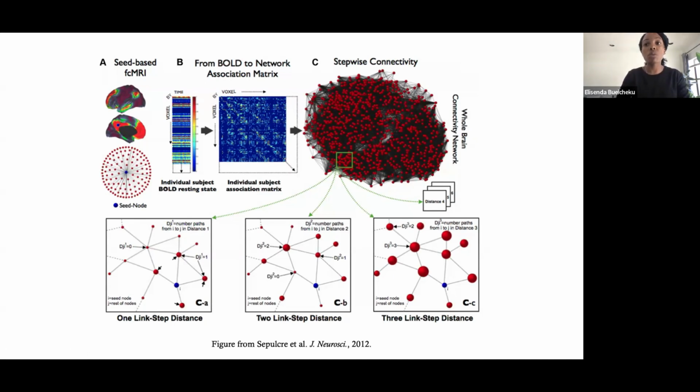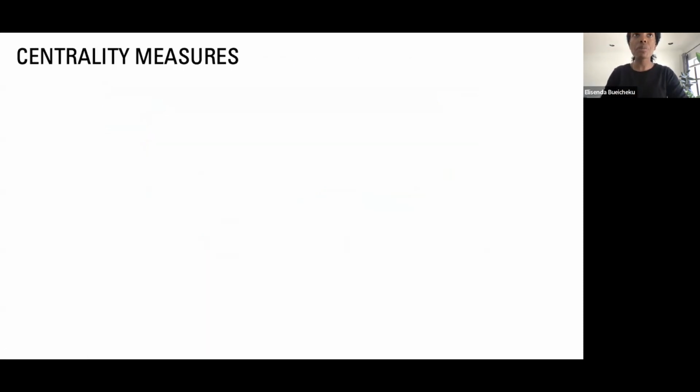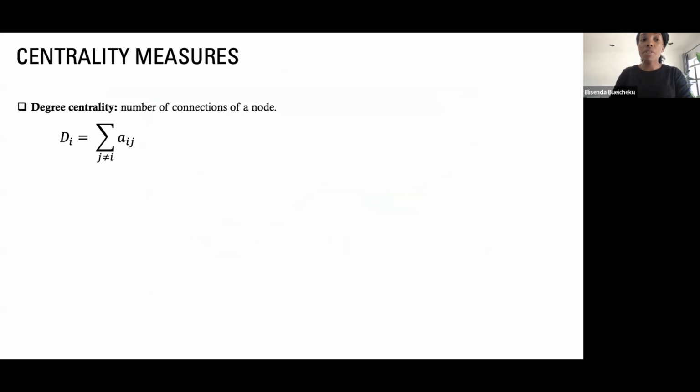So let's go now to centrality and how we can use the association matrix to learn more about the relationships between the nodes. We have several centrality measures, but I'm only going to talk about degree centrality. So what is degree centrality? Degree centrality is the sum of the correlations of the connections of a node across the entire brain.